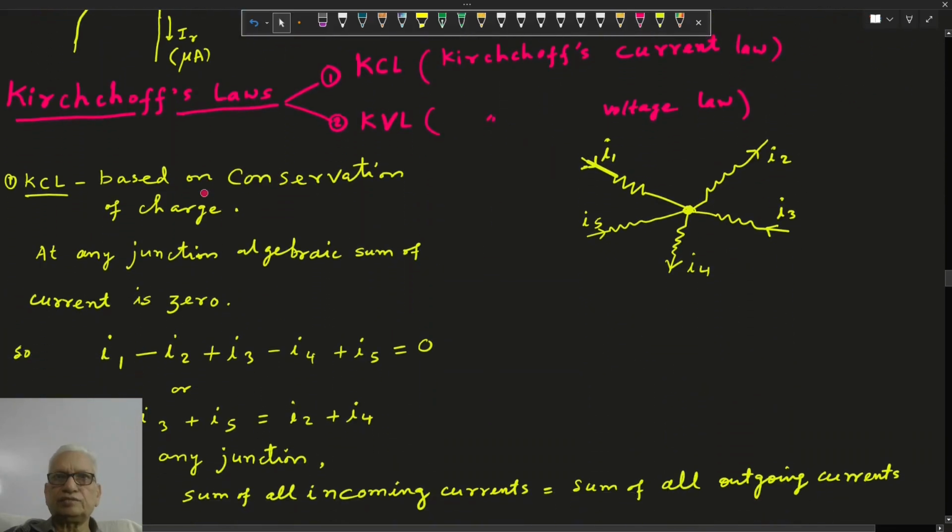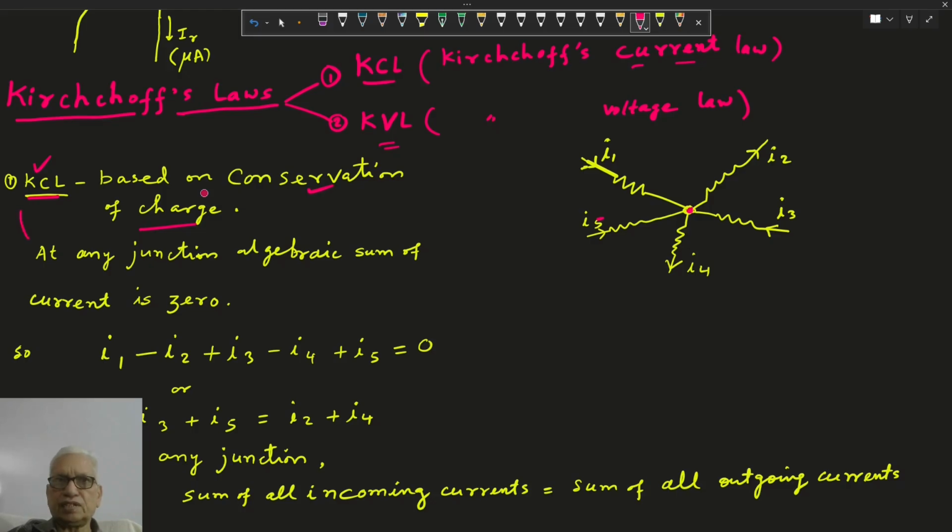Come to Kirchhoff's laws. There are two laws. In short, they are called KCL, Kirchhoff's current law, and KVL, Kirchhoff's voltage law. Now, first the current law. It is based on the conservation of charge. Suppose at a junction there are many currents, I1, I2, I3, I4, I5. Some currents are reaching the junction and some are going away from the junction. As per Kirchhoff's current law, at any junction the algebraic sum of the currents, with sign, is zero.